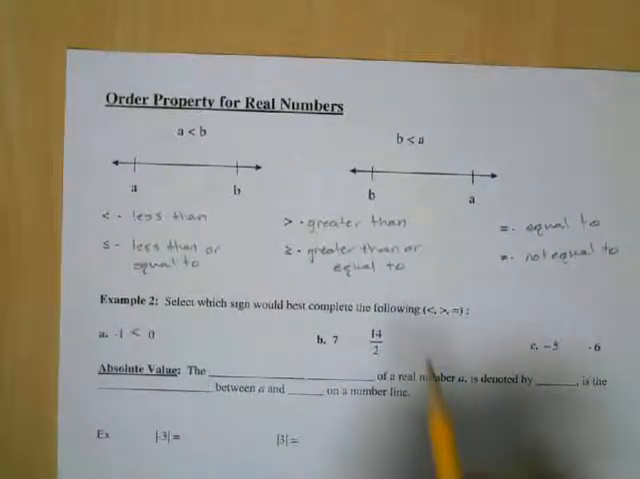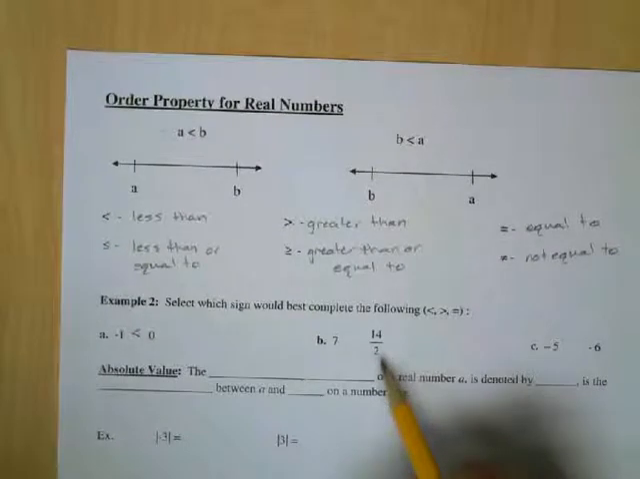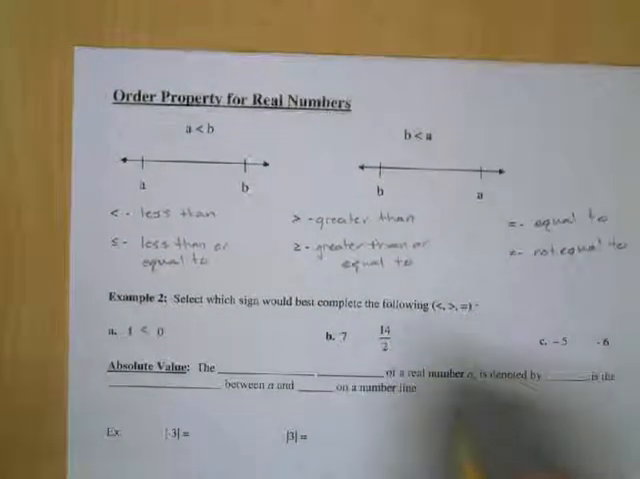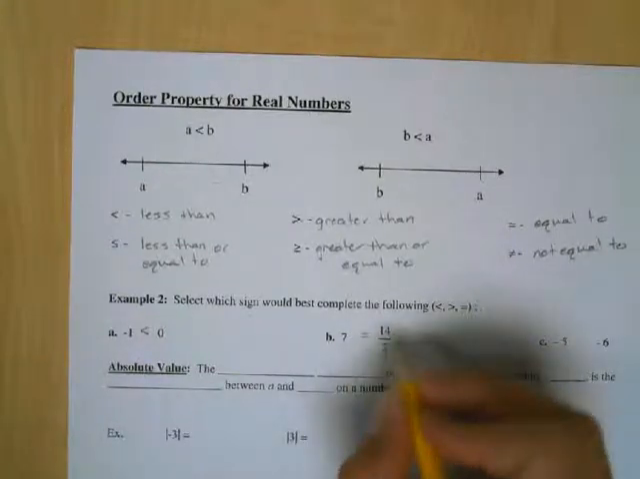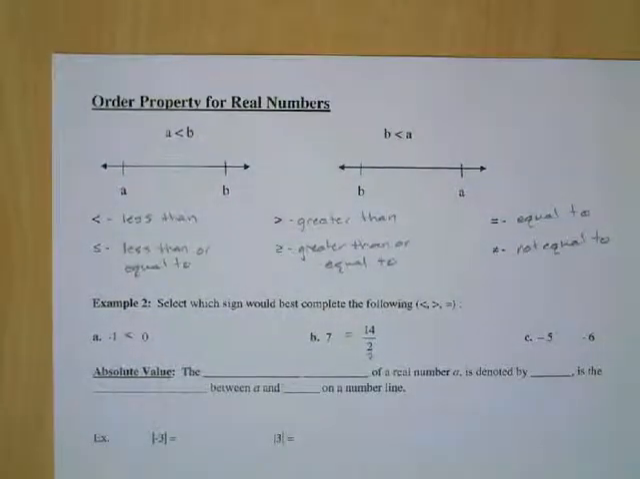Here, you're going to have to convert sometimes. 14 over 2 is equal to 7. That thing is 7, so that means 7 equals 14 over 2. Those are the exact same value, just written in a different manner.